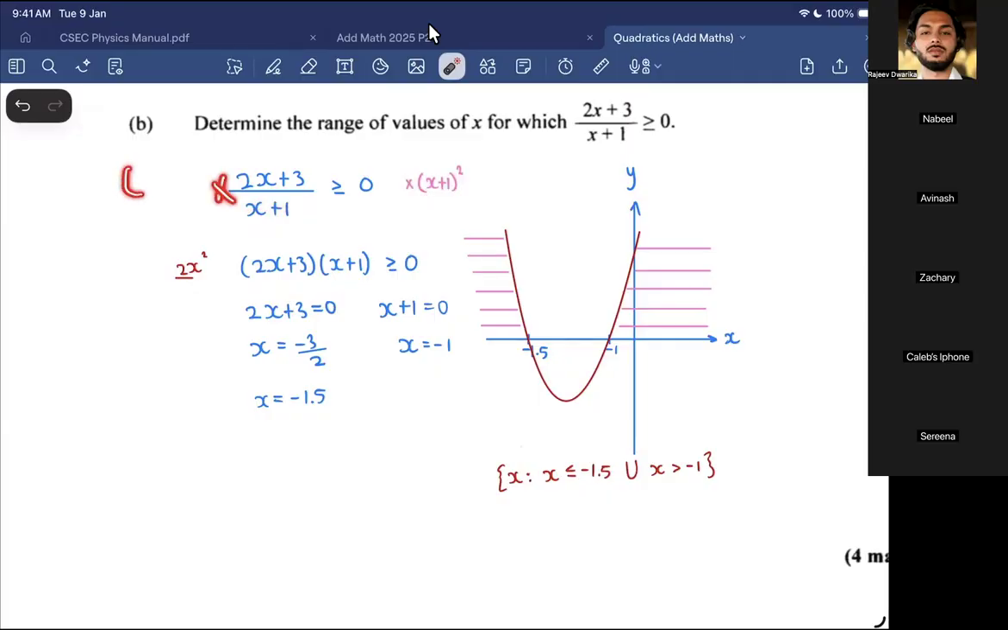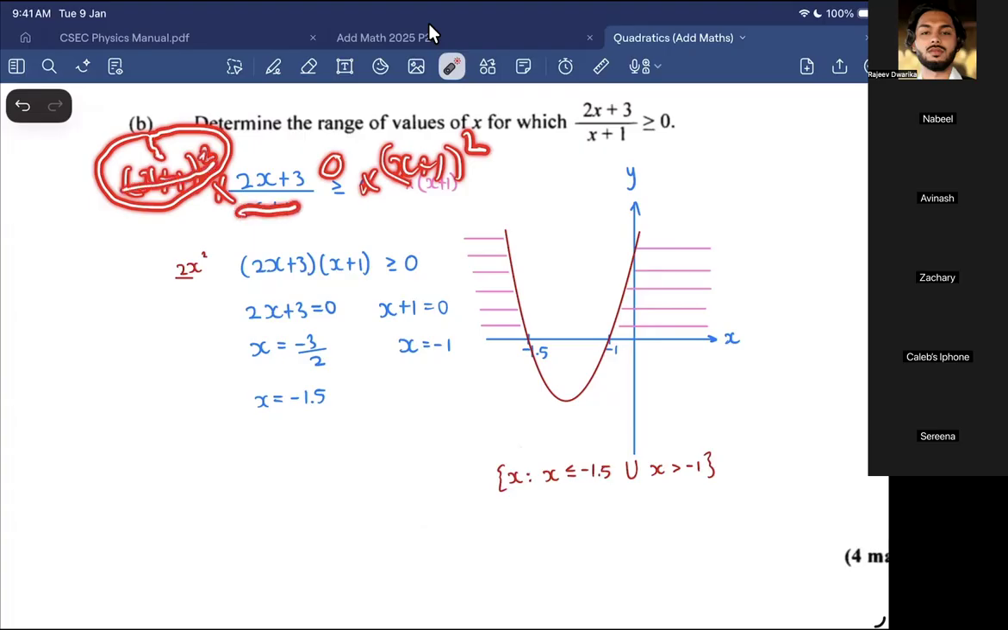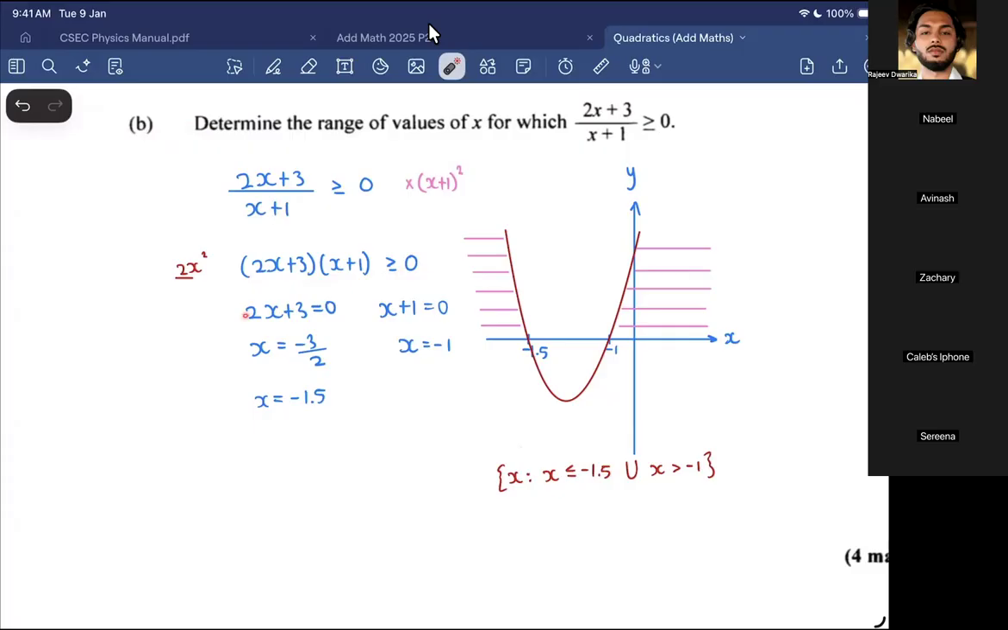If I multiply it by x plus 1 squared on both sides, how many x plus 1s do you have here? If it's squared, how many x plus 1s are multiplying by itself? 2. Alright, so 1 in the denominator will cancel off with 1 on top, and that would leave you with 1 x plus 1. So you have x plus 1 by 2x plus 3. On the other side is just 0. 0 by anything is 0. Then you would find your roots. So your roots are minus 1.5 or minus 1.